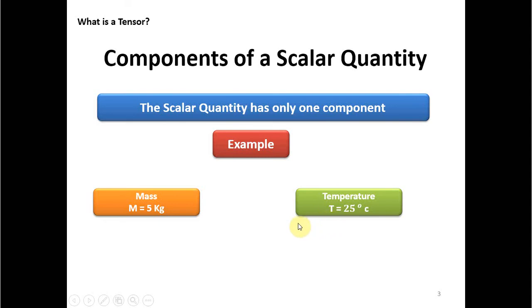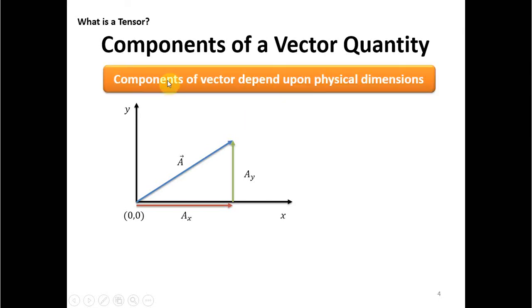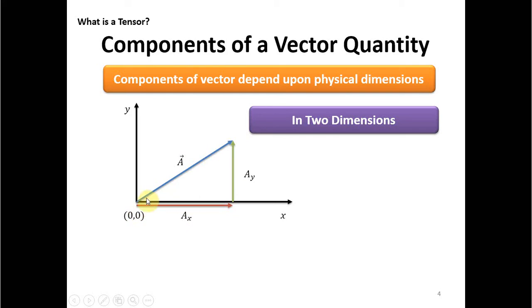But there are other physical quantities which can depend upon the directions. For example, a vector quantity, and in this case you see that the components of a vector depend upon physical dimensions. In two dimensions we have the x-axis horizontal and the y-axis vertical, and this vector quantity, which is called A, has an effect along the x-axis, which is called AX, and has an effect along the y-axis, which is called AY. So in two dimensions this vector has two components, that is AX and AY.